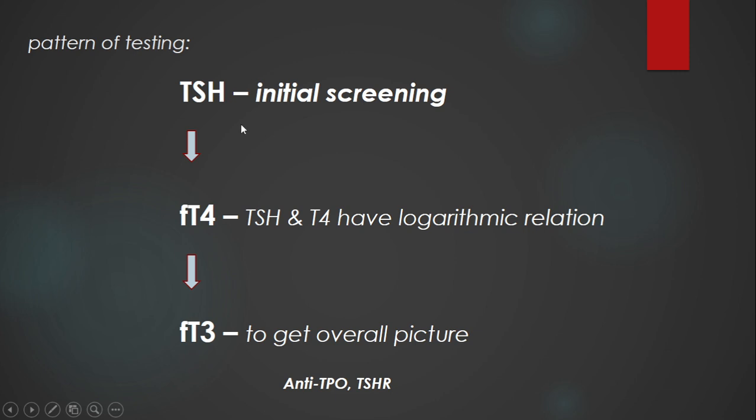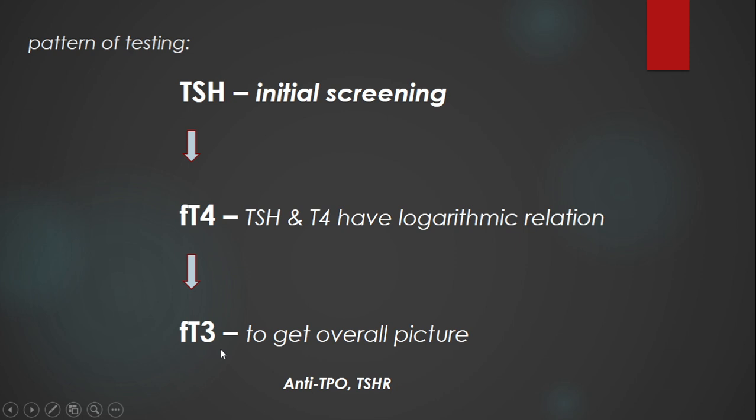But if TSH is abnormal, we should go for T4. This is the number 2 test. And why T4 after TSH? Because TSH and T4 are directly connected. They have a logarithmic relation. That means a decrease in T4 will significantly increase the TSH in our body. So they are more related. Number 3 test is T3. T3 is needed to get the overall picture or overall direction of the thyroid disorder. We should also perform T3 later.